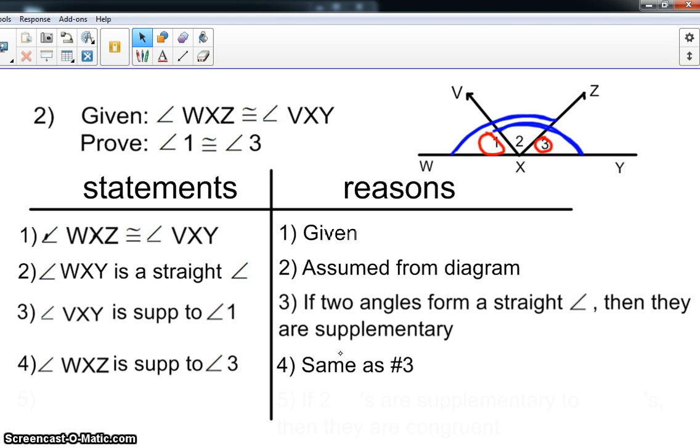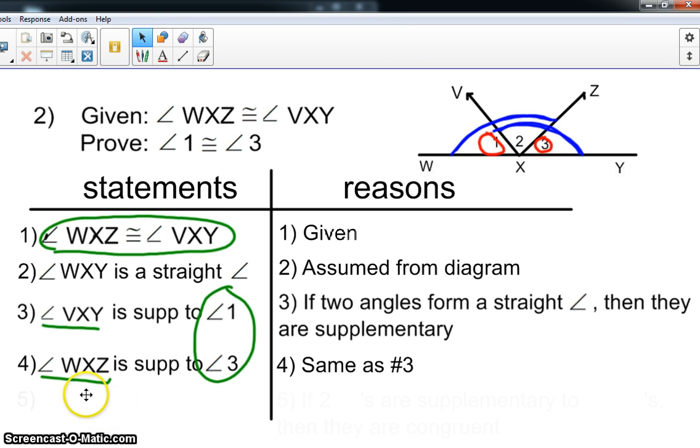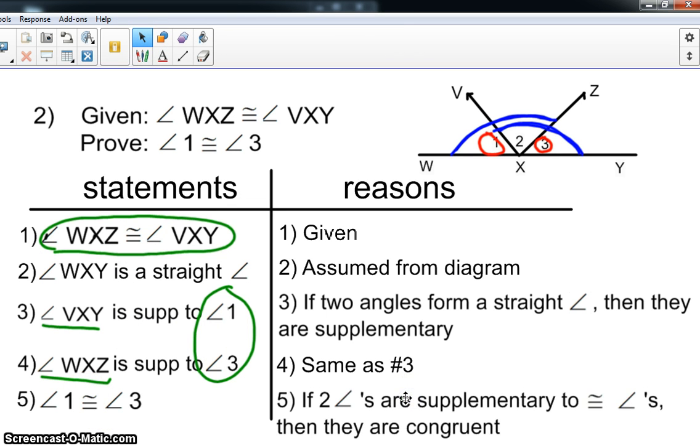Now after we have that, we have two angles, angles 1 and 3, which are supplementary to angles VXY and WXZ, which we have also mentioned up here. So we have two angles that are supplementary to angles that we've already mentioned congruent. So you can say angles 1 and 3 are congruent because they are supplementary to congruent angles.